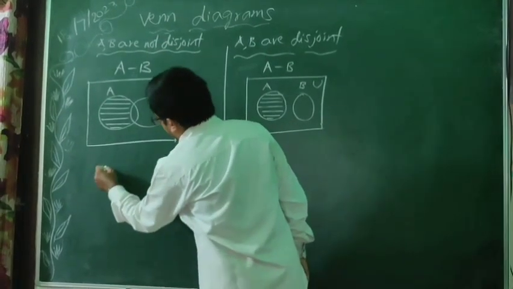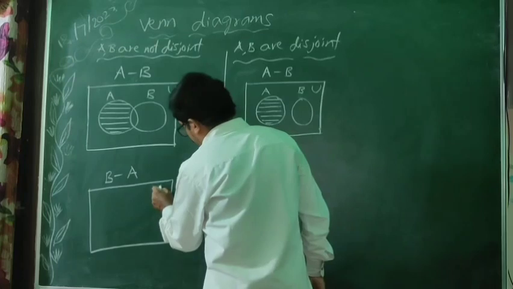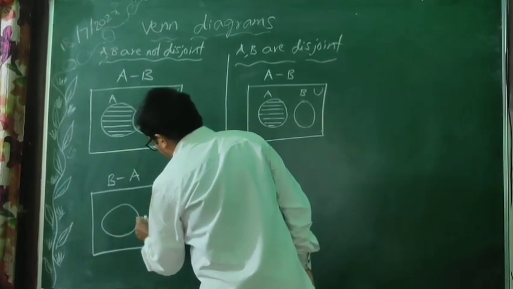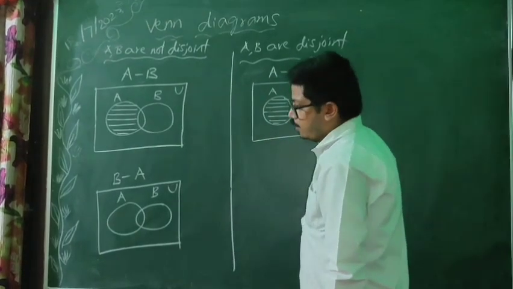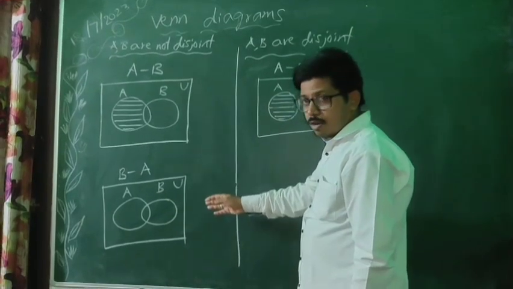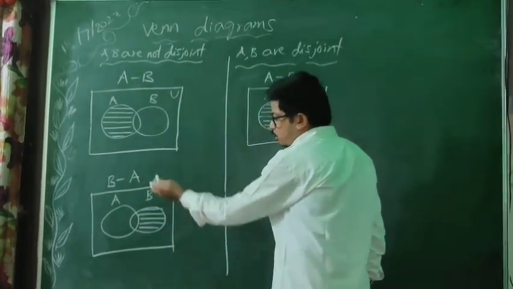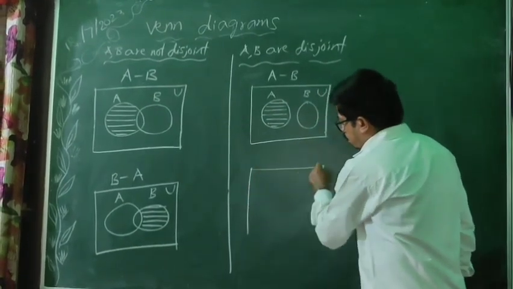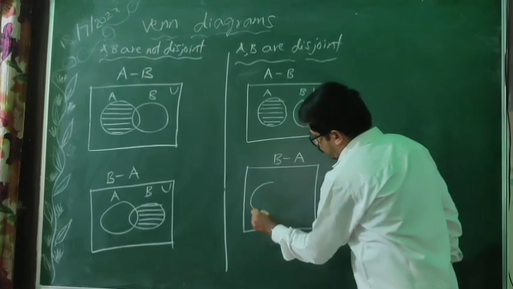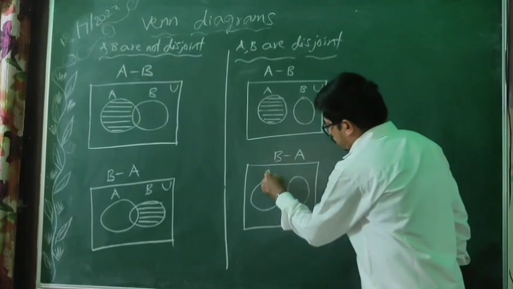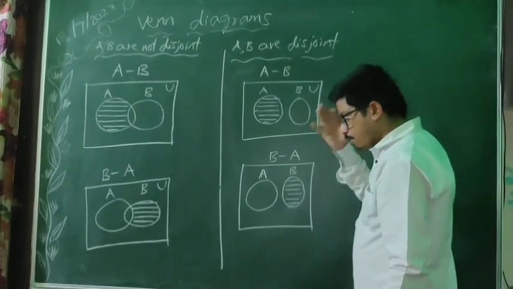Next, B minus A. So B minus A means the set having the elements belonging to only B. So this shows B minus A. Now these are disjoint. This shows B minus A.